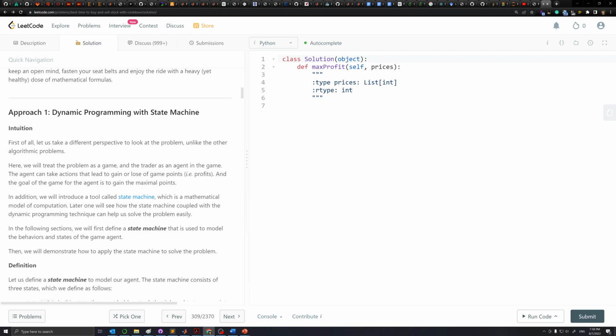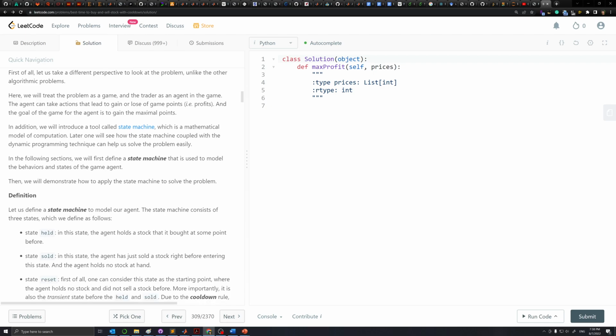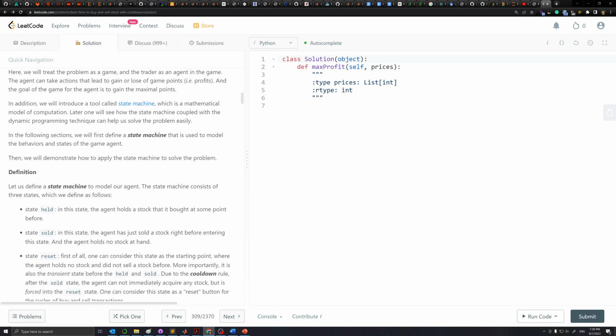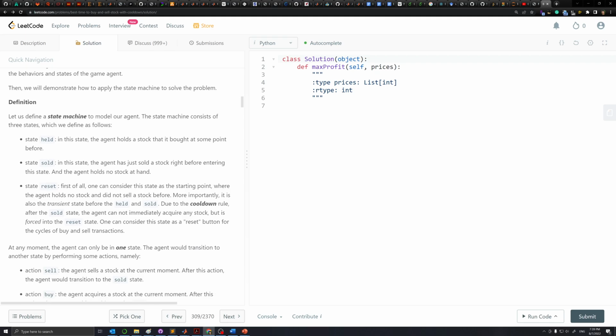First of all, let's take a different perspective to look at the problem, unlike other algorithm problems. Here we treat the problem as a game and the trader as an agent in the game. The agent can take actions that lead to gain or loss of the game points, and the goal of the game for the agent is to gain the maximum points. Makes sense, right? In addition, we will introduce a tool called state machine, which is a mathematical model of computation. Later on, we will see how the state machine coupled with the dynamic programming technique can help us solve the problem easily. In the following sections, we will first define a state machine that is used to model the behavior and states of the game agent. Then we will demonstrate how to apply the state machine to solve the problem.